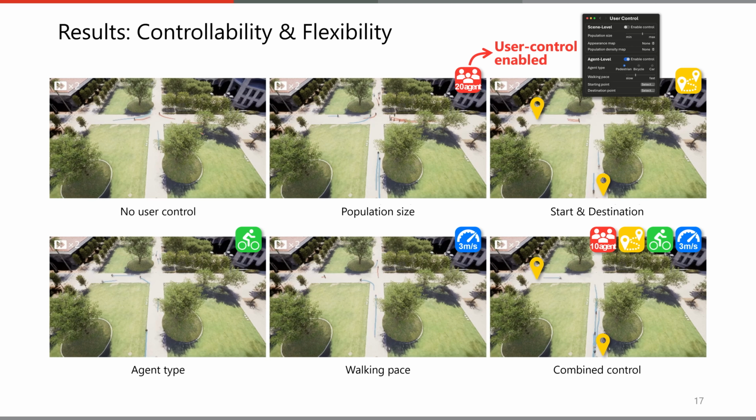And an important thing that we considered is controllability. Our model can automatically generate realistic crowds, but practical applications may need to control it. To do this, we make all the parameters controllable. Here, you can change the population size, starting and destination positions, agent types, walking pace, and all at once.